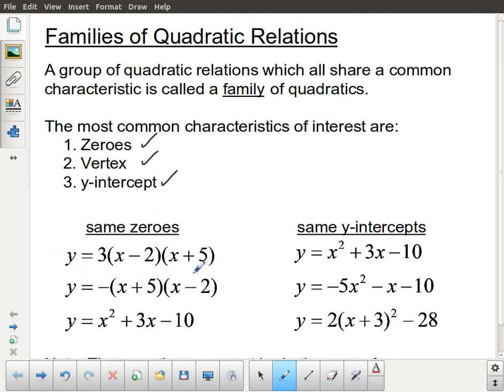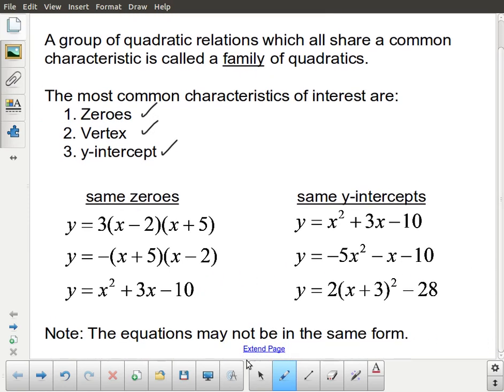these first two quadratic relations quite obviously have the same zeros. So if you're comfortable with the idea of factored form, this first relation has a zero at x equals 2 and x equals negative 5. It doesn't matter the order that they appear. This also is x equals 2 and x equals negative 5. But now I've thrown a standard form into the mix, and that may complicate things a bit.